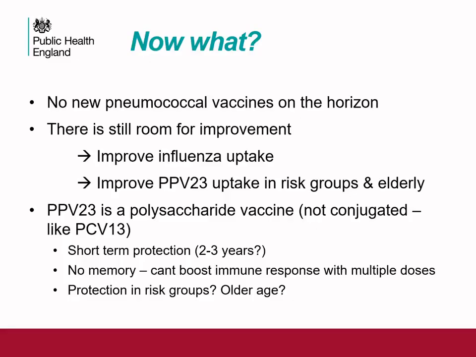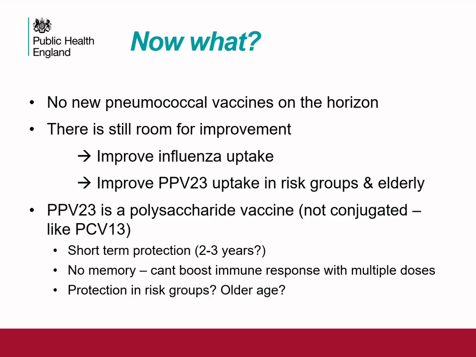I want to finish off because what I can tell you is that there are currently no new pneumococcal vaccines. It'll take another 3 to 5 years for the next pneumococcal conjugate vaccine to come through. We've got a bit of time before we can make any changes to our program. Okay, but there are a few things we can do that can make a difference.